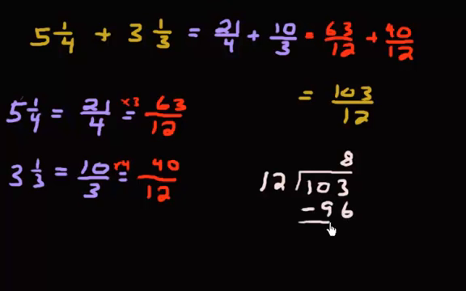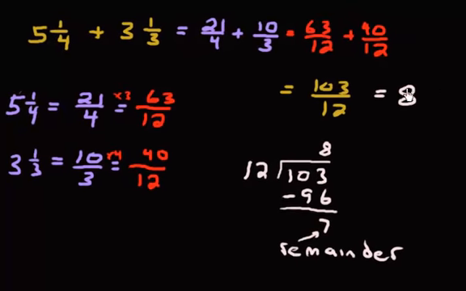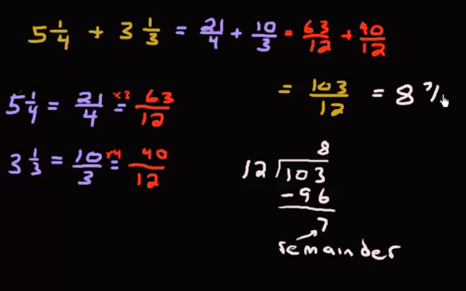And then you would subtract this, and you get 7. And then you're done. The way that this works is that this is going to be the remainder. This is your quotient, and then this is the divisor. So your answer is going to be 8 and then 7/12.